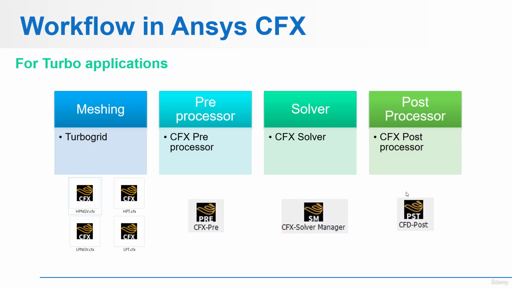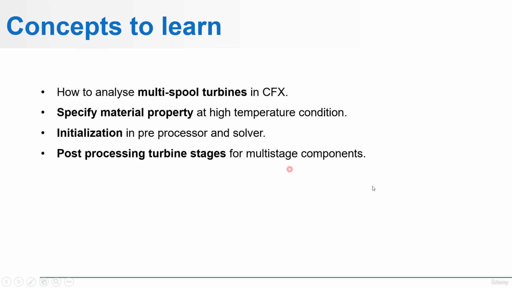This is the workflow for this turbine case. The mesh is already available for all 4 blades. We will import the mesh in CFX preprocessor and then set up the case and do the post-processing. The things which we will learn in this particular chapter are how to do analysis for multi-spool turbines in CFX, specify material property at high temperature condition, initialization in preprocessor and solver, and the post-processing of turbine stages for multi-stage compressors.